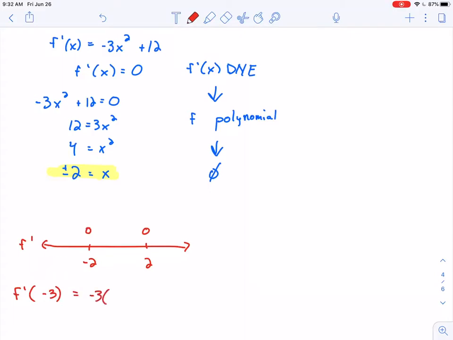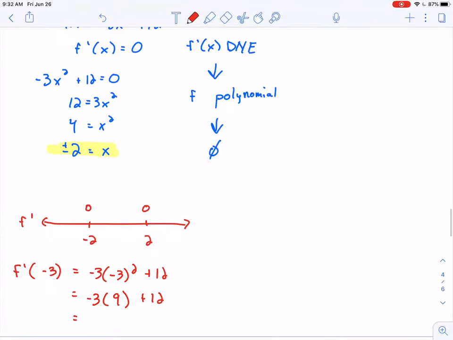I have negative 3 times negative 3 squared plus 12. Careful with your order of operations here. This is negative 3 times negative 3 squared. That's a positive 9 plus 12. So I have negative 27 plus 12 gives me negative 15. So my derivative is negative over here, which means that my function is decreasing. So okay, that's very cool.